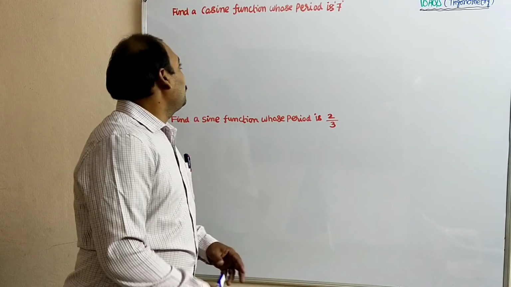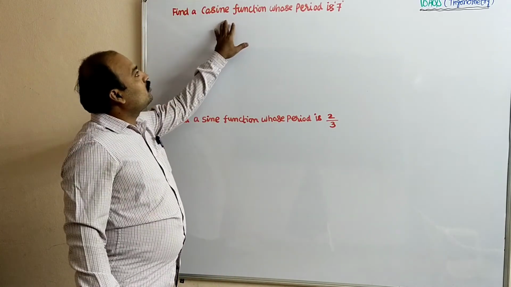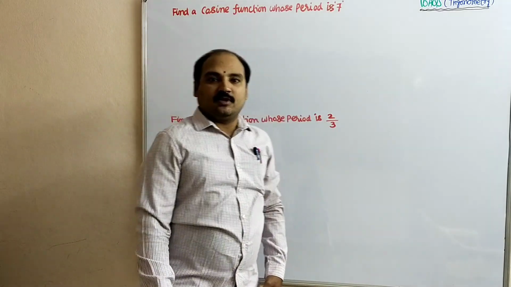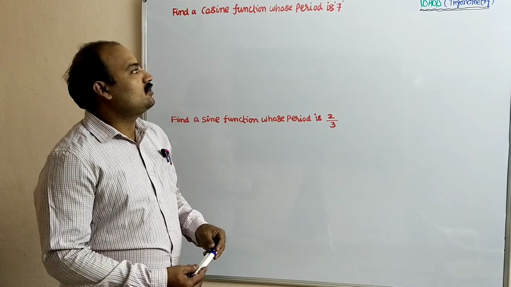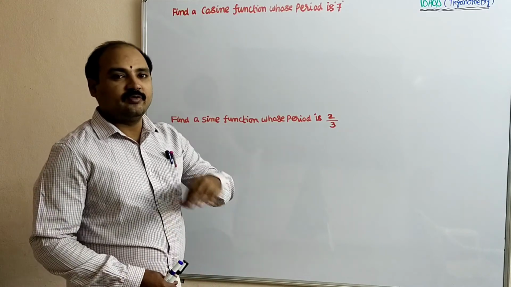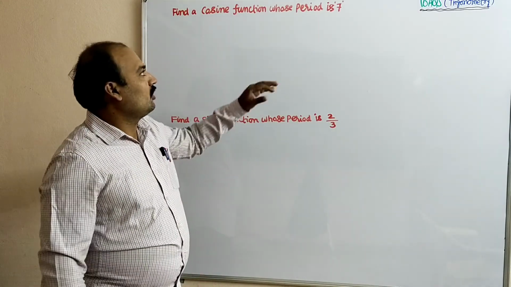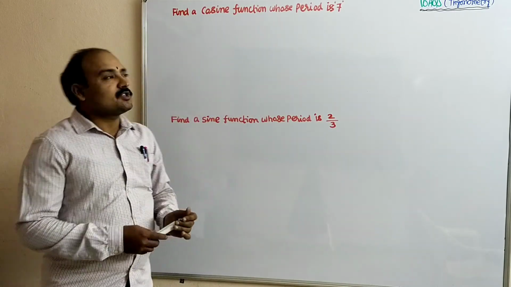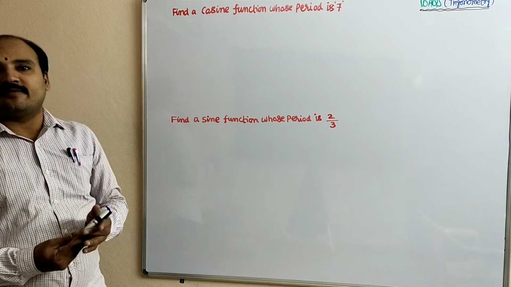The next question. Find a cosine function whose period is 7. This is also another type of question, this model. Previously we discussed a different question, that means a direct question. This is an indirect question. Find a cosine function whose period is 7.